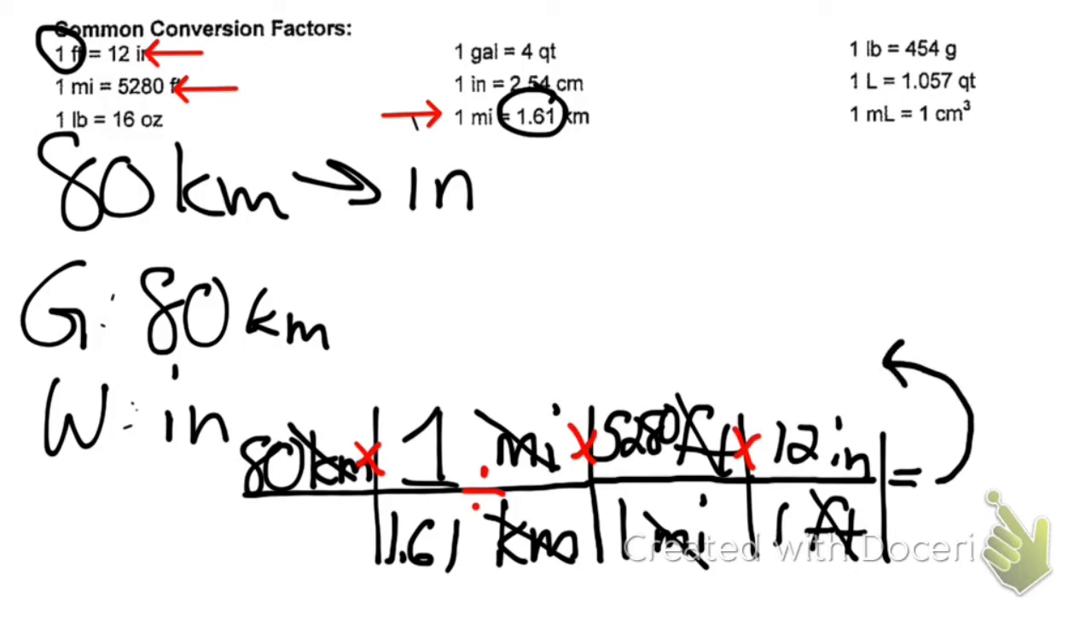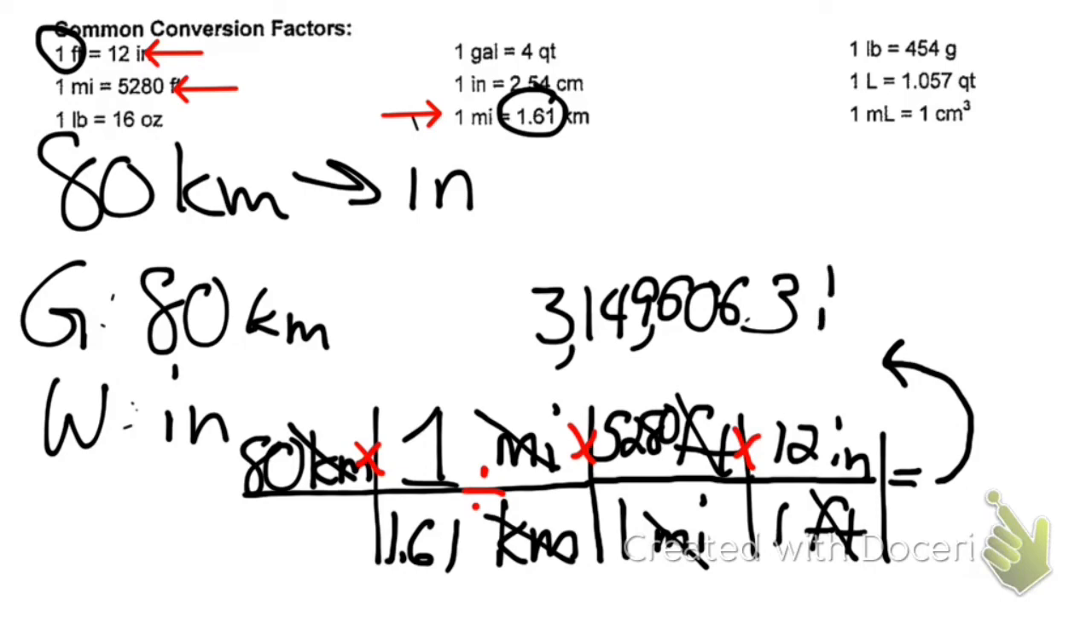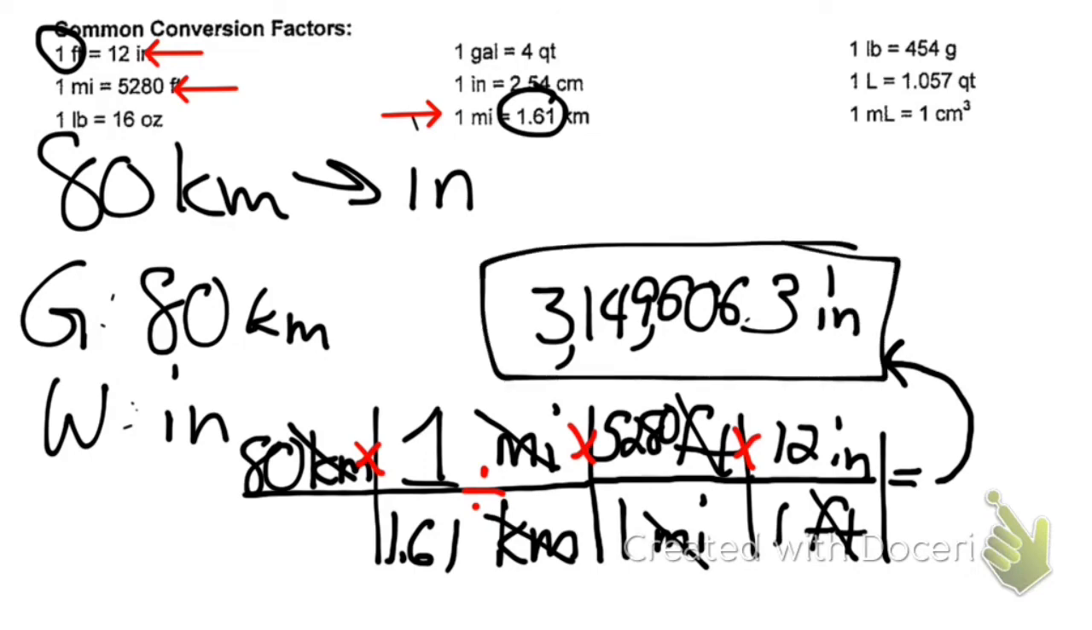Let's see. My calculator says 3,149,606.3, and we were in inches. This, by the way, is why scientific notation is nice, because you wouldn't have to write nearly so much. But no, just kidding, let's leave it here.